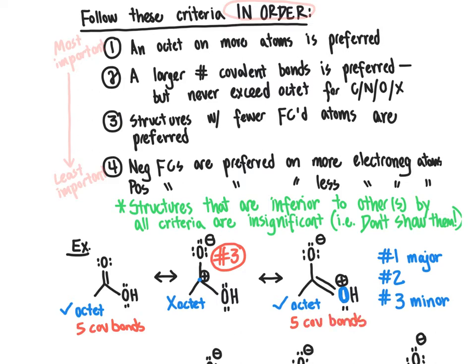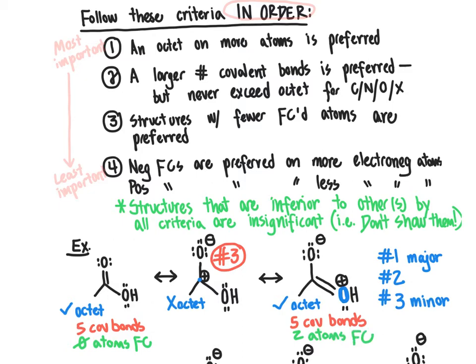So then we have to go down to the third criteria on the list, and that's where we're going to be able to tell these two apart in terms of their stability. The third criteria says that structures with fewer formal charges are preferred. So here we have 0 atoms with formal charges. And over here we have 2 atoms with formal charges.